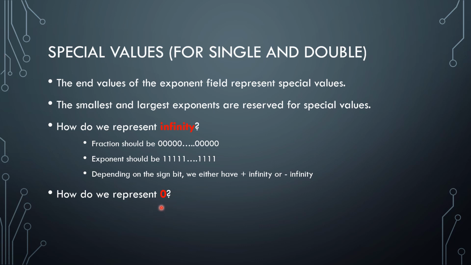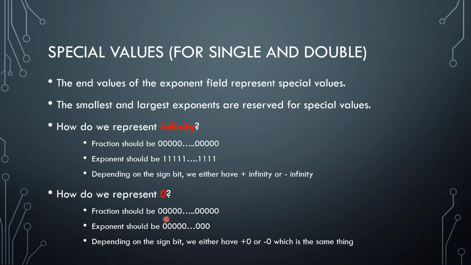The second special value is 0. How do we represent 0? The fraction should be set to all 0, the exponent as well, and depending on the sign bit, we either have plus 0 or minus 0, which is practically the same thing.